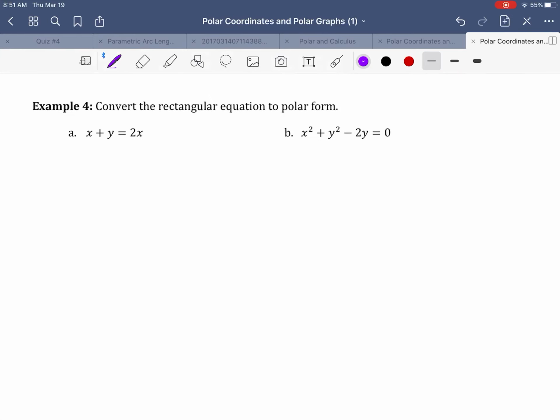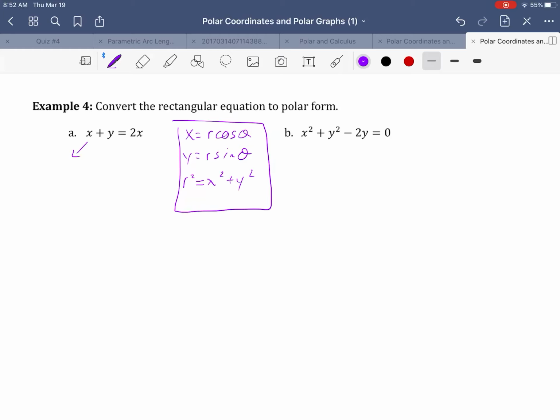All right, a little longer today. Convert the rectangular equation to polar form. So my kind of go-to equations, I'll rewrite them here for these two for you. They're on the front, but you might not have them printed. So x equals r cosine theta, y equals r sine theta, and then r squared equals x squared plus y squared. These are our equations to work with.